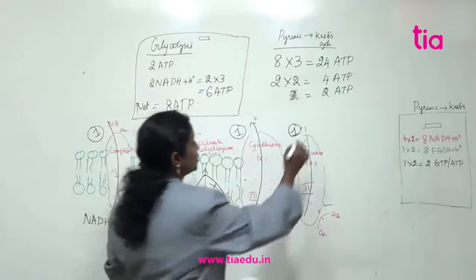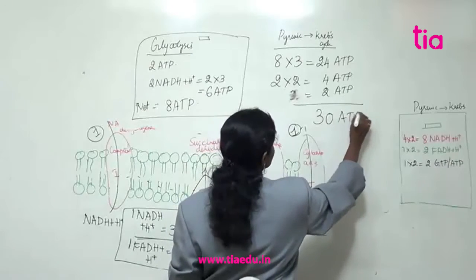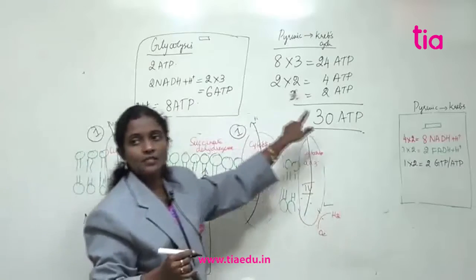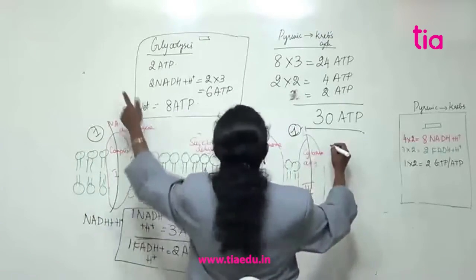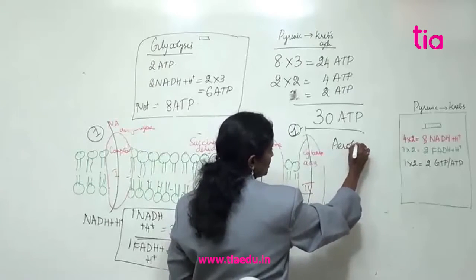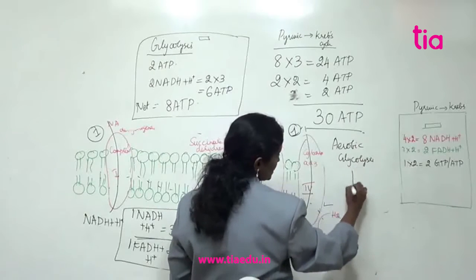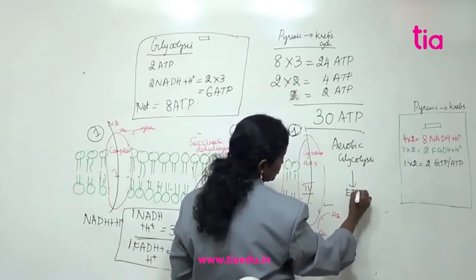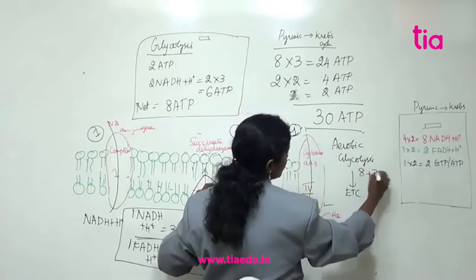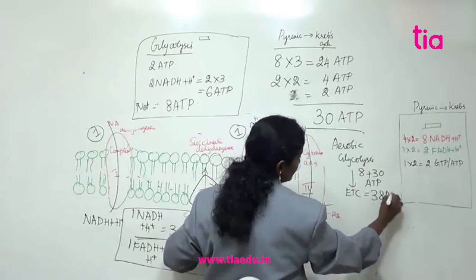From this Krebs cycle alone, 30 ATP. Then already 8 ATP. So 30 plus 8. So from glycolysis, aerobic respiration means from glycolysis till ETC, electron transport chain. In that case, this is 8 and this is 30. So finally, output is 38 ATP.